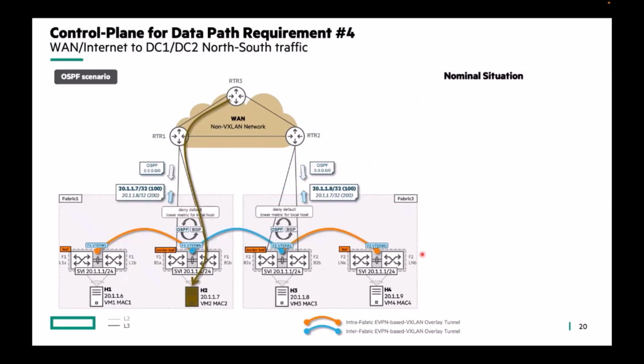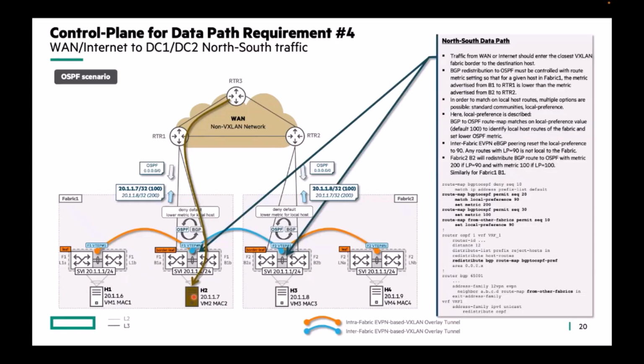For requirement number 4, the north-south traffic, top-bottom situation where from the internet we are returning back to the host, what would be the nominal situation? We talked about it, and this has been drawn here. Traffic from WAN or internet should enter the closest VXLAN fabric border to the destination host, right? From here to reach the host, it has to come via RTR1 to border VTEP1. The backup would have been from RTR2, which is a different situation.